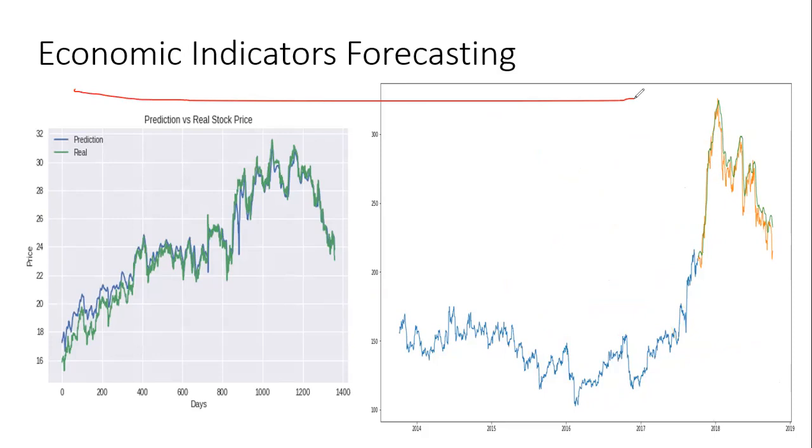You can have a project in which you compare the performance of LSTM with Arima on pure economic indicator data. You will also enjoy working on it, and you can analyze and see what the performance is. LSTM typically performs very well.